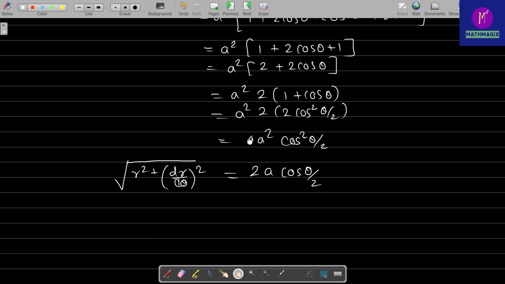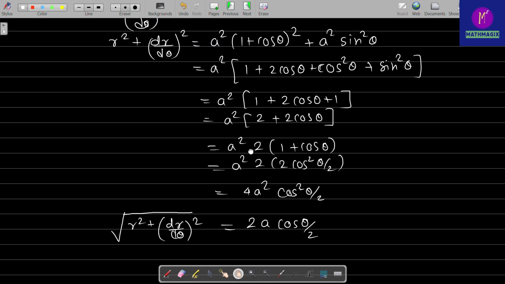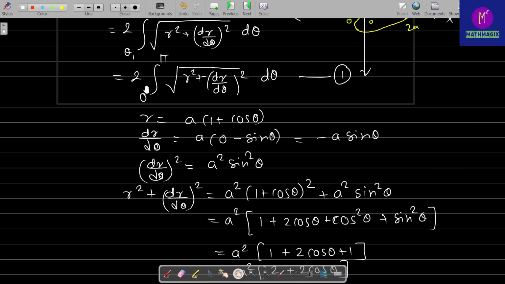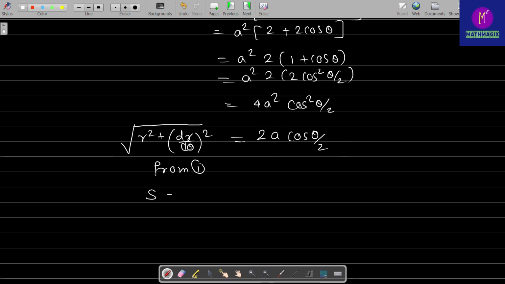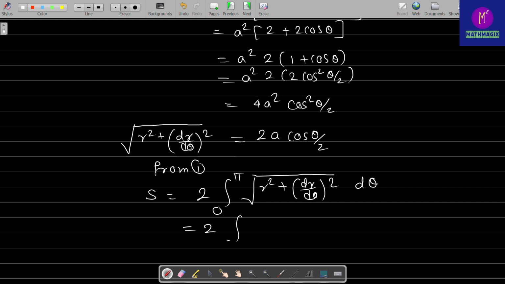So let us substitute everything in the formula. We have the formula as s equals 2 into integration 0 to pi square root of r square plus (dr by d theta) whole square d theta. Let us use that. So from 1, s is equal to 2 into integration 0 to pi square root of r square plus (dr by d theta) the whole square d theta. So this is equal to 2 into integration 0 to pi 2a cos theta by 2 d theta.